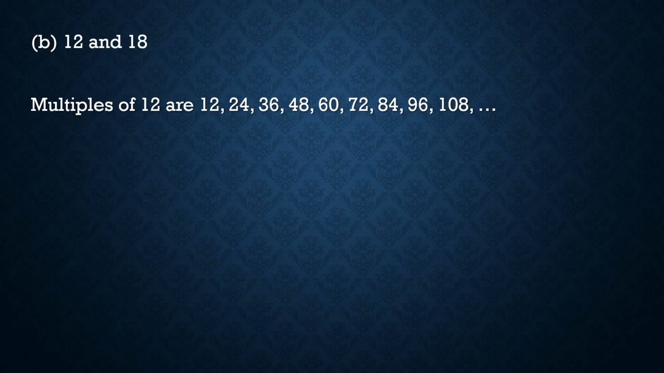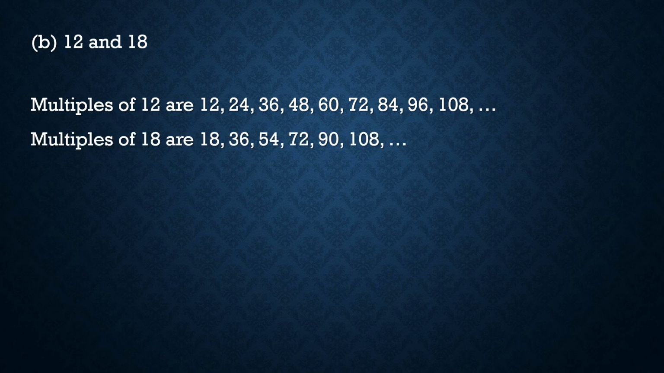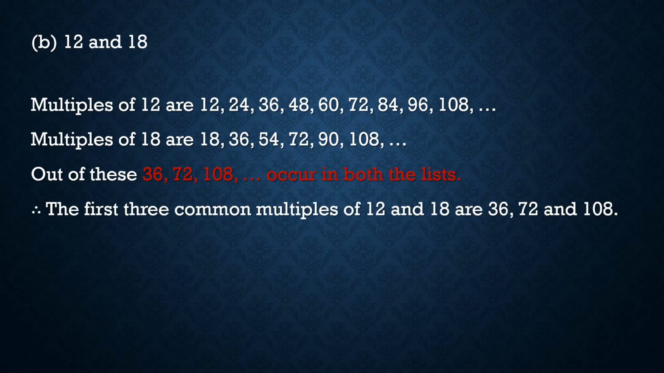Next part, we have to find out the common multiples of 12 and 18. Multiples of 12 are 12 into 1 is 12, 12 into 2 is 24, 12 into 3 is 36, 12 into 4 is 48 and so on. Multiples of 18 are 18 into 1 is 18, 18 into 2 is 36, 18 into 3 is 54 and so on. We will keep on multiplying 18 till the time we get 3 common multiples. So out of these, 36, 72 and 108 occur in both the lists. Therefore, 36, 72 and 108 are the common multiples of 12 and 18.